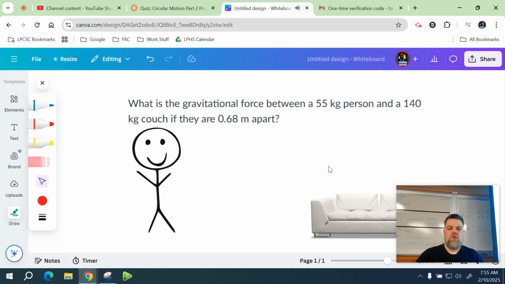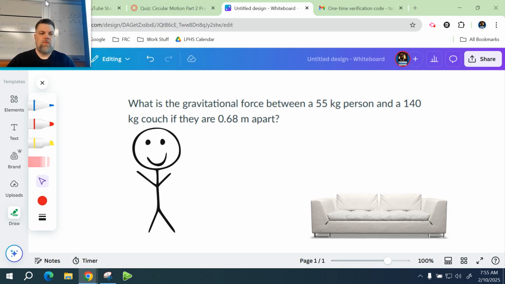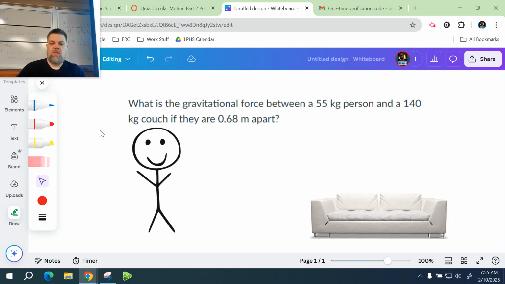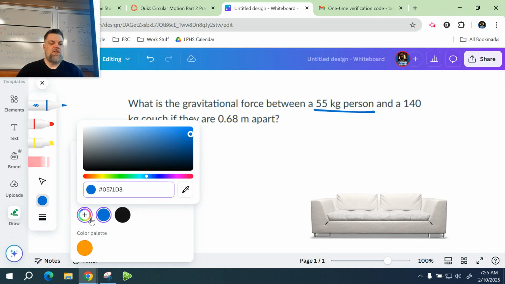All right, so for this one, the question is, what is the gravitational force between a person that's 55 kilograms? So the mass of this person, we'll say mass, lowercase p for person, is 55 kilograms.